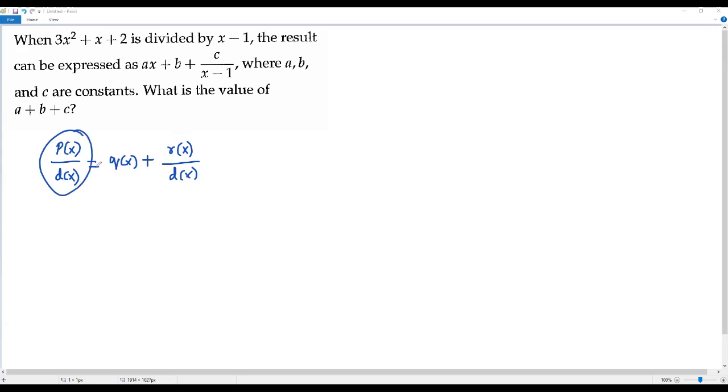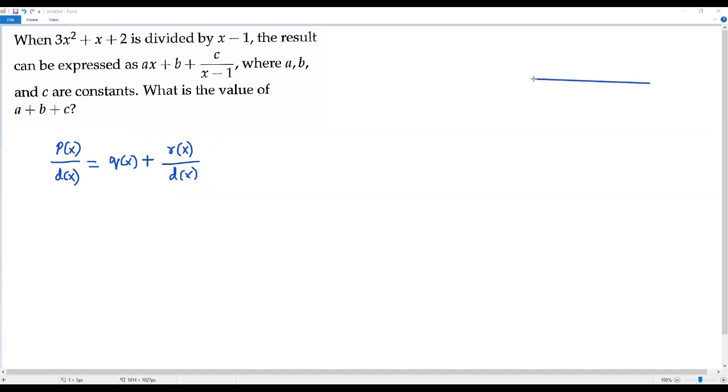To write this polynomial division in this form, I have to use long division. So in our problem, the polynomial division 3x² + x + 2 divided by x − 1 is written in this form. For q(x) we have ax + b, for r(x) we have c, and for d(x) we have x − 1, that's the given divisor. To write it in this form, I just have to use long division.